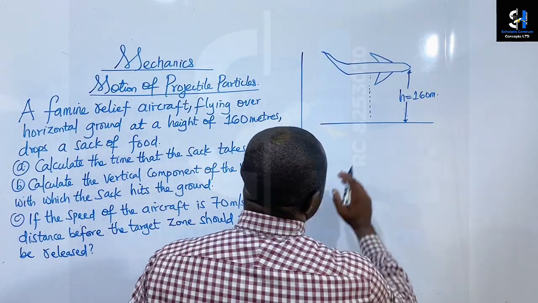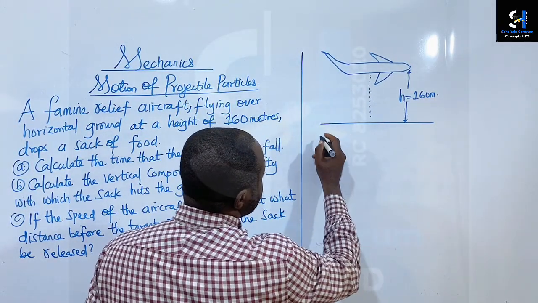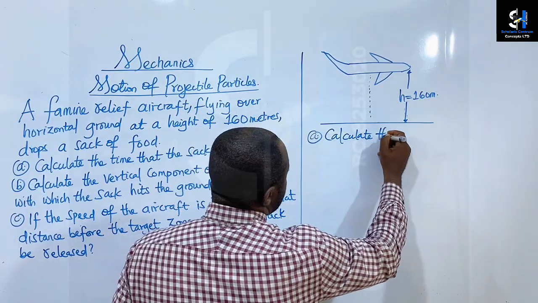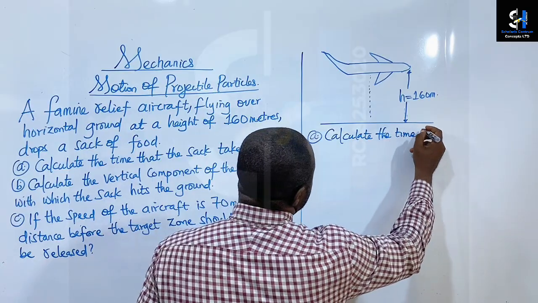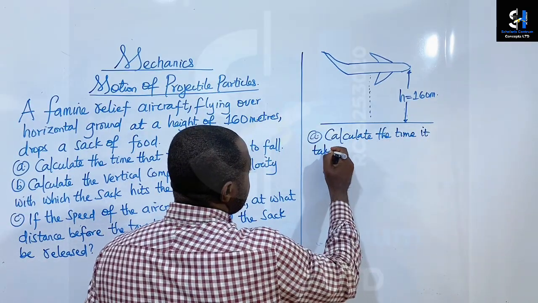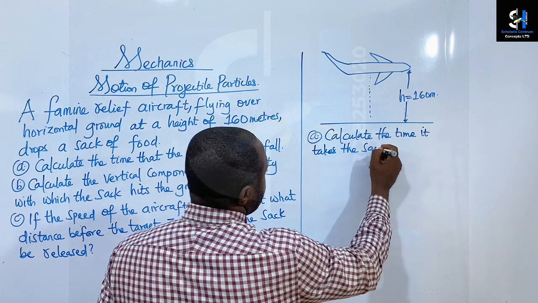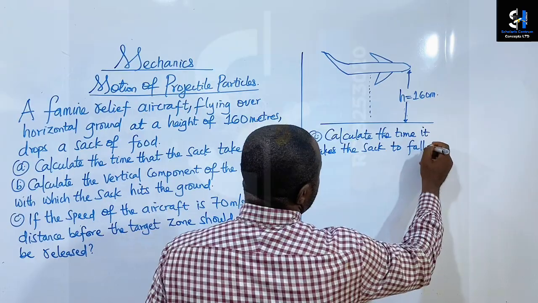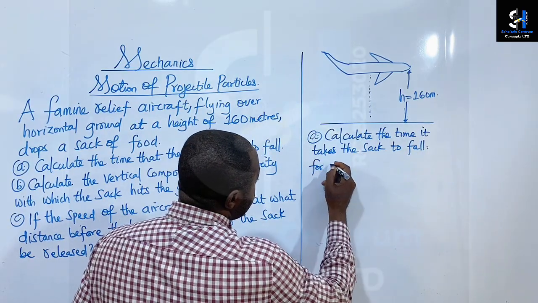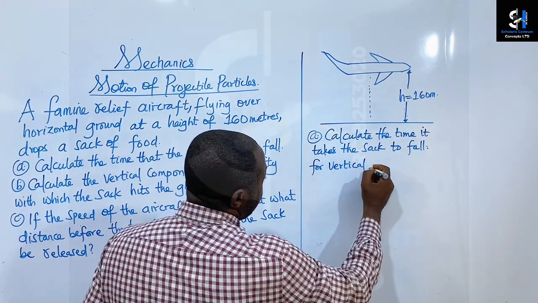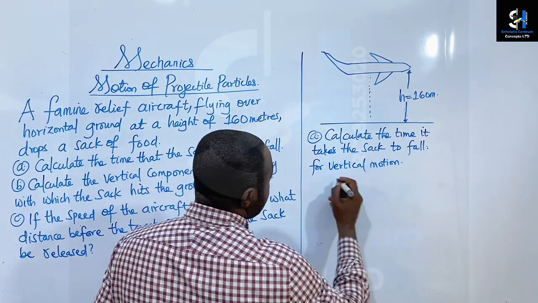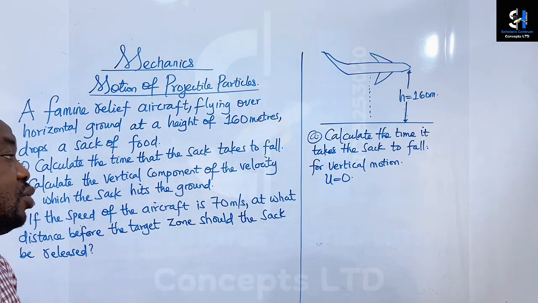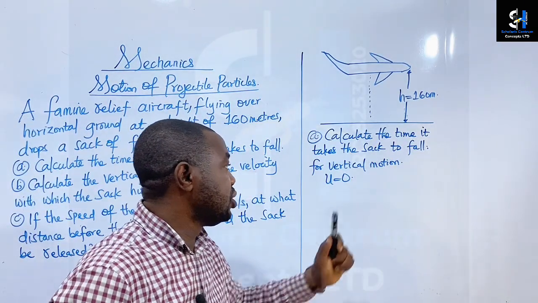Since it is vertical motion, we want to calculate the time it takes the sack to fall. Remember this: for vertical motion, u will be equal to 0. So the value of u is equal to 0.